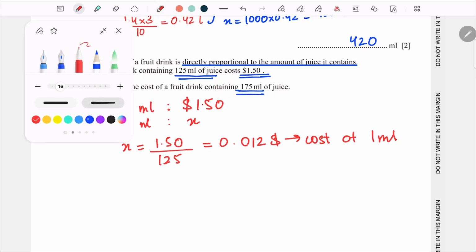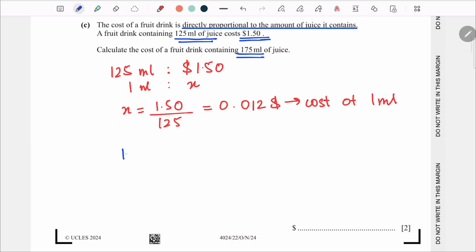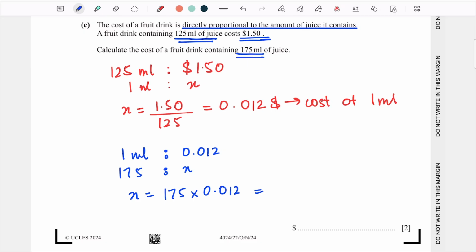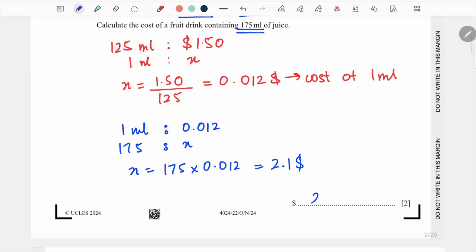Now the question is asking us to find the cost of 175 milliliters of juice. So I'm going to do this by ratios as well. If 1 milliliter costs 0.012, 175 is going to cost X. X is equal to 175 multiplied by 0.012, and this is going to be equal to $2.1. So that is going to be my final answer.